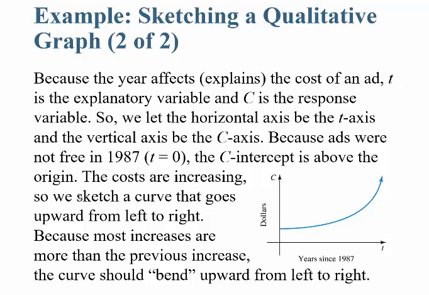And costs are increasing. So we sketch a curve that goes upward to the right, because that's what increasing means. Because most increases are more than the previous year, there should be a bend, like I tried to explain before, as the costs are accelerating. So it should curve or bend upward from left to right. This is attempting to show the cost increase of those commercials. As years since 1987 have gone up, costs have gone way up as well.